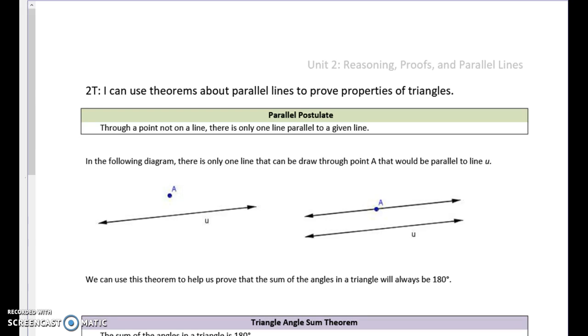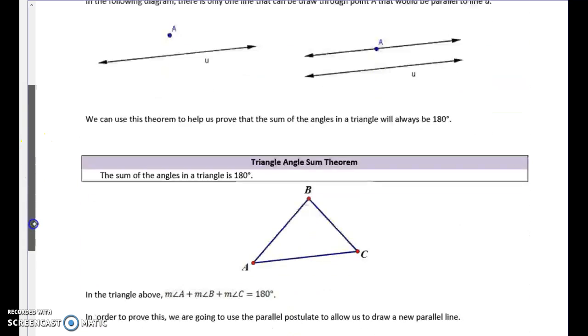And the first and most important thing that we're going to learn about is the parallel postulate. What the parallel postulate says is that if I have any point out in space and a line, I can draw exactly one line through that point that is parallel to the given line. While this postulate may seem pretty obvious, and in fact you used it a lot in Algebra 1 when you were writing equations of parallel lines, you just didn't know it, we are going to use it to help us prove that triangles have exactly 180 degrees.